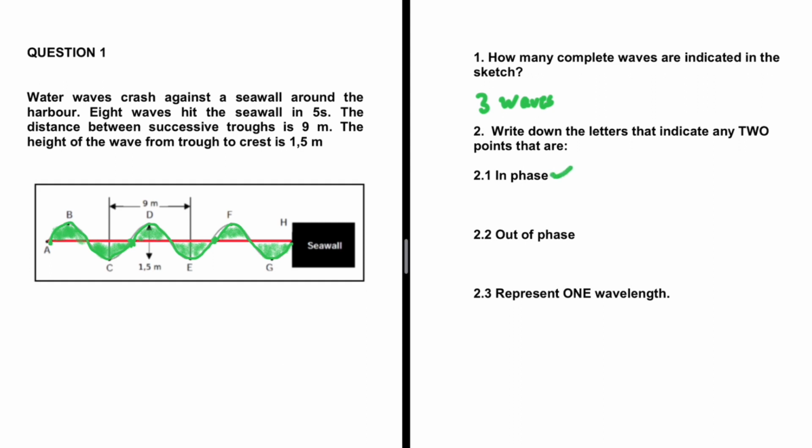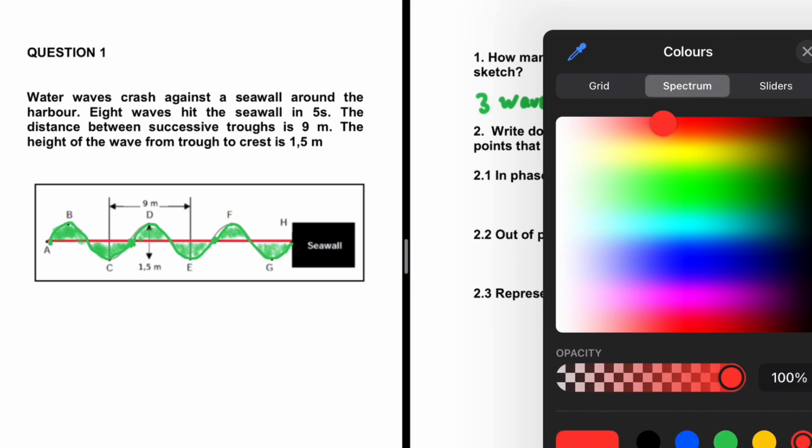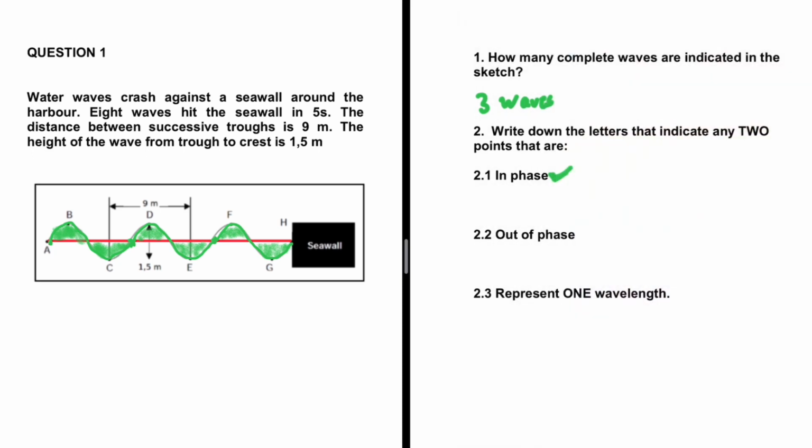The second question, write down the letters that indicate any 2 points that are in phase. We're interested in points that are in phase. Maybe what we want to do first is to just define what it means when 2 points are in phase. Points are in phase when they have a whole number of wavelengths in between them. So if between any 2 points there is one wavelength, they're in phase. 2 wavelengths, they're in phase. 3 wavelengths, they're in phase. As long as it's a whole number of wavelengths in between the 2 points, then they are in phase.